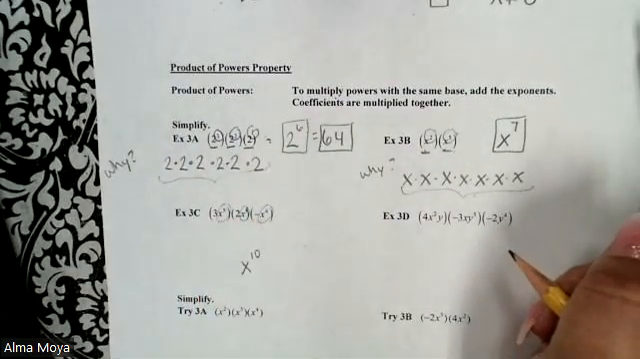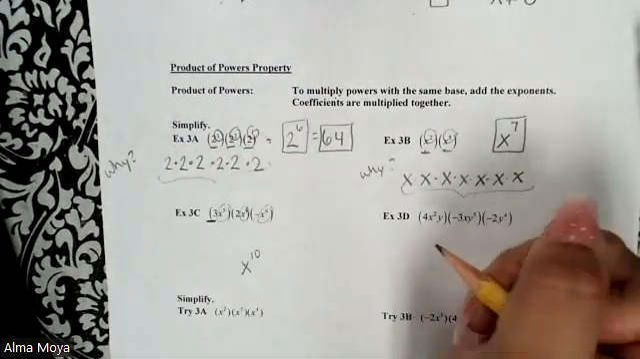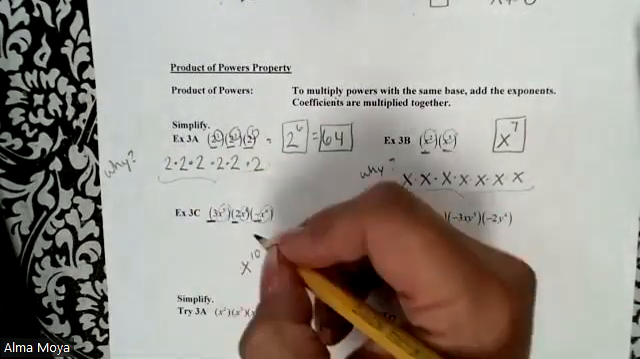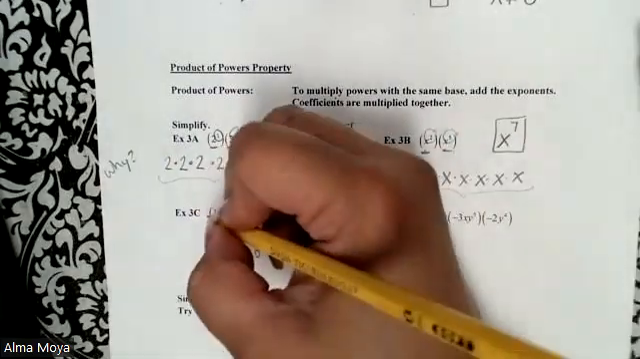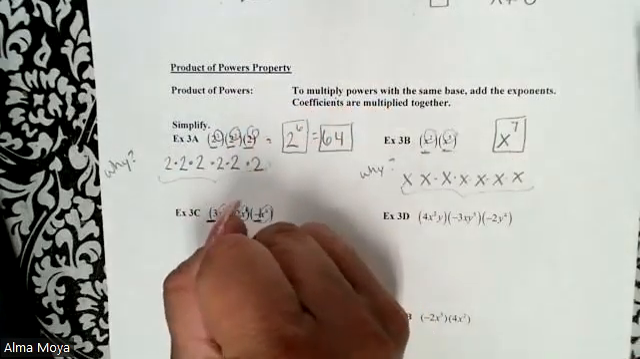Now we're going to pay attention to what's called the coefficient. The coefficient is the number in front of the variable. So that is a 3 times a 2 times, that's actually a -1. You just don't see it. So that's 3 times 2, which is 6, times -1 is a -6.